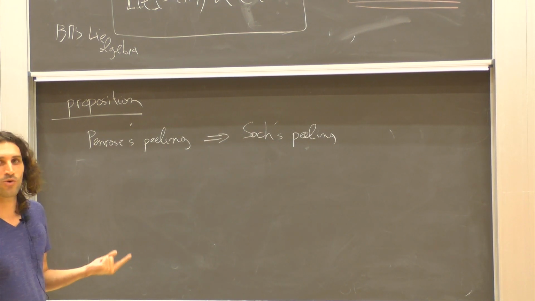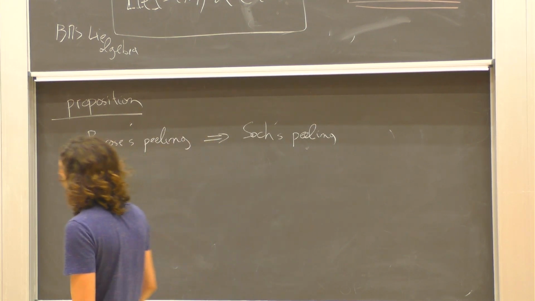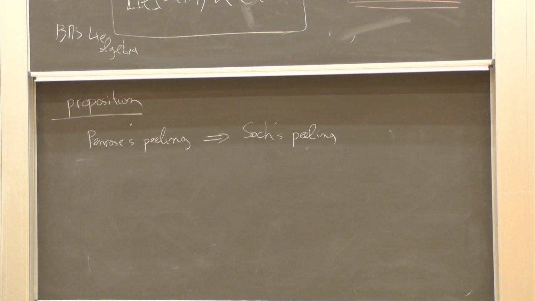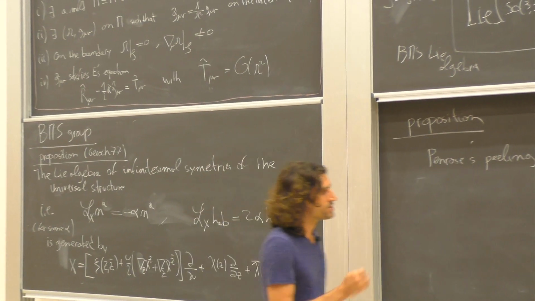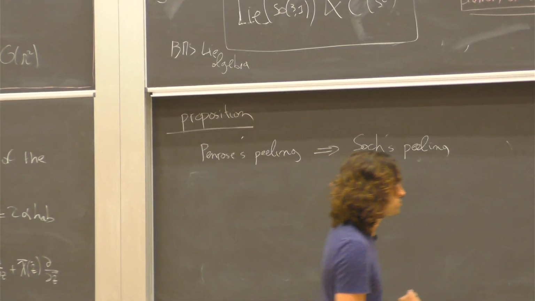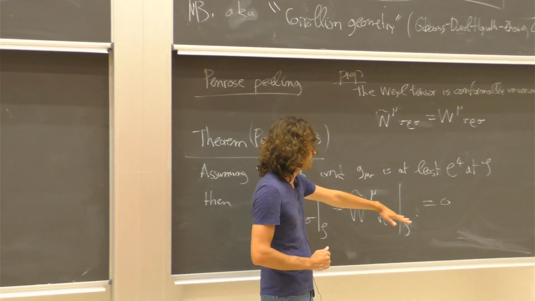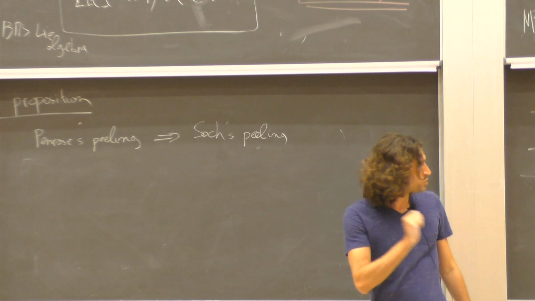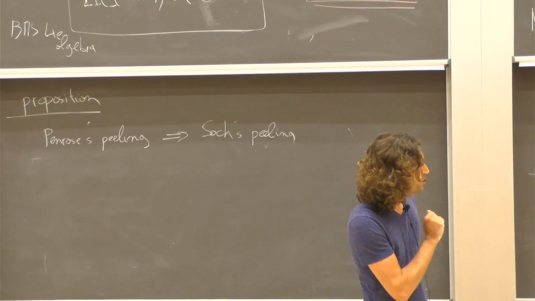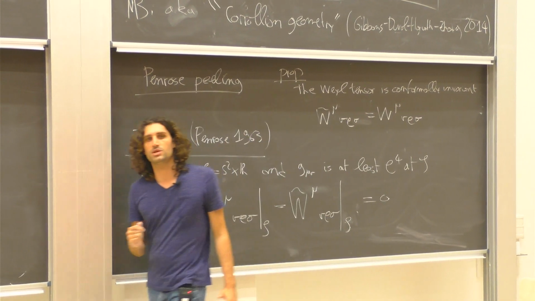The reason why people are still interested in this, despite the fact that most people are not thinking of Sachs peeling as having some very deep physical significance, is because of this theorem: if your conformal compactification is smooth enough, then you do have Sachs peeling. So for most people, when they say, do you have peeling, what they have in mind is, to which extent do you have logs? To which extent do you have lack of differentiability at scri?